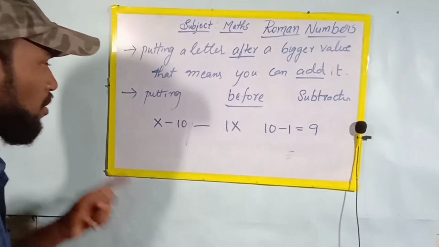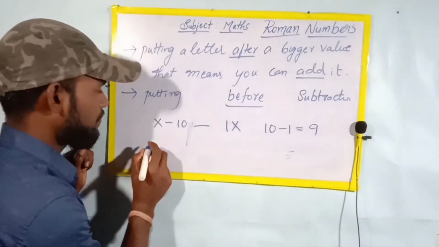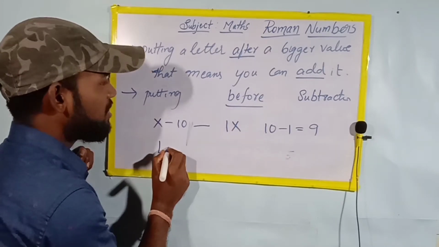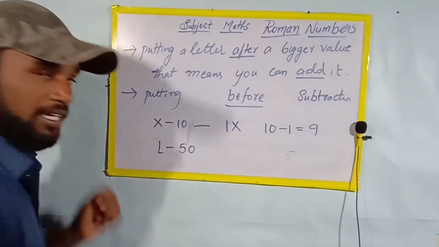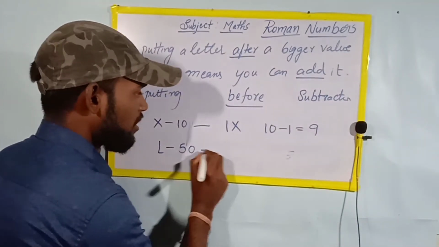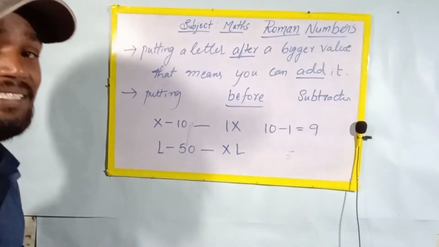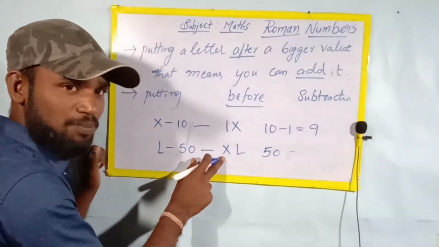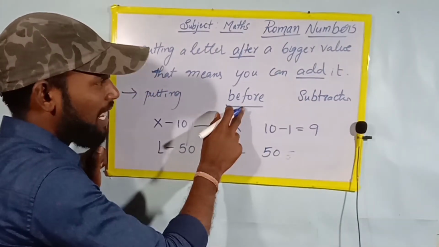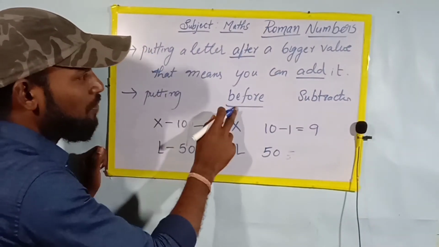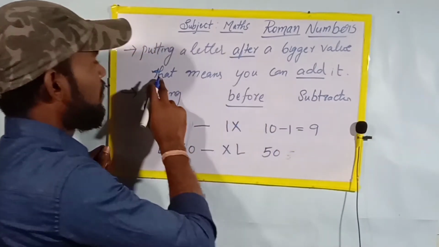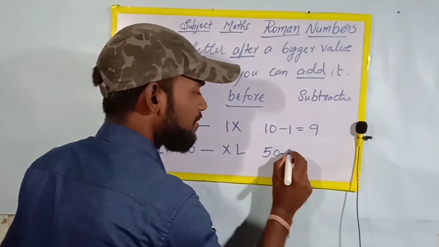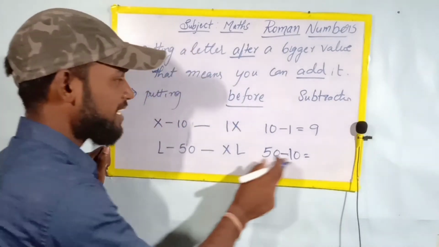Everyone clear? So in the same manner, now one more example. Okay, now X is completed. L is equal to 50. If I am putting XL, it is nothing but L equals 50. It is a bigger one. Next one, X is a smaller one now. This smaller one we have to subtract. Putting a letter before a bigger value means you can subtract it. Okay. Now 50 minus 10. 50 minus 10, what is the result here?